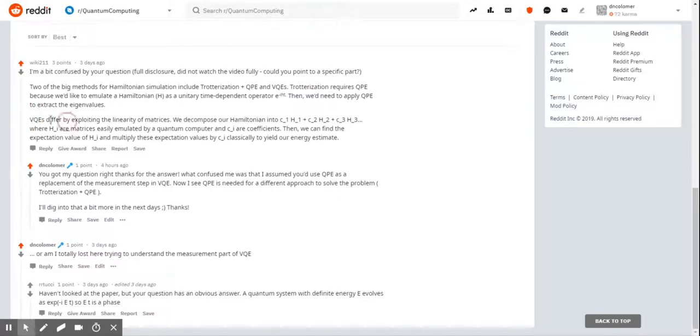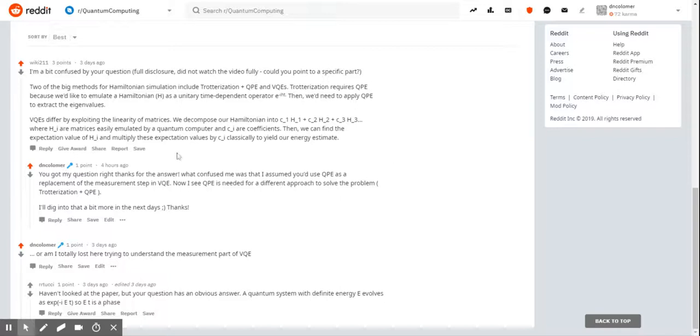So VQE differs by exploiting the linearity of matrices. We decompose our Hamiltonian into these, where H sub i are matrices easily emulated by a quantum computer, and the c sub i are coefficients. Then we can find the expectation value of each H sub i, and multiply these expectation values by the coefficients classically, to yield our energy estimate. And that's kind of what I've been seeing in the VQE videos, is that this is what it's doing.